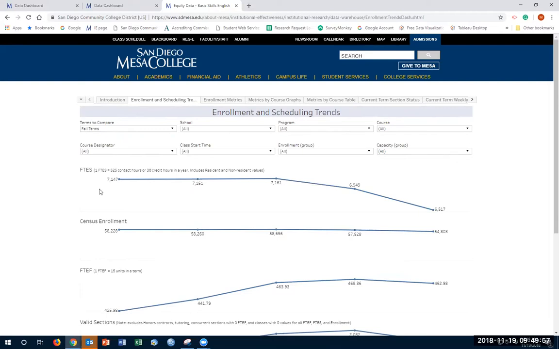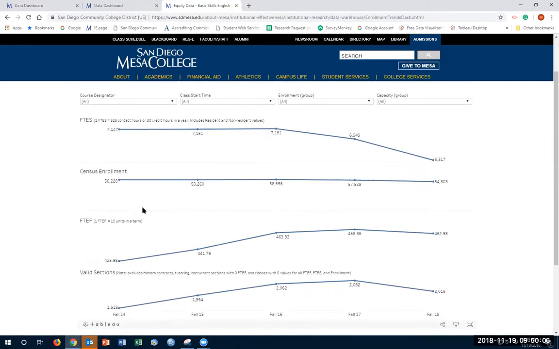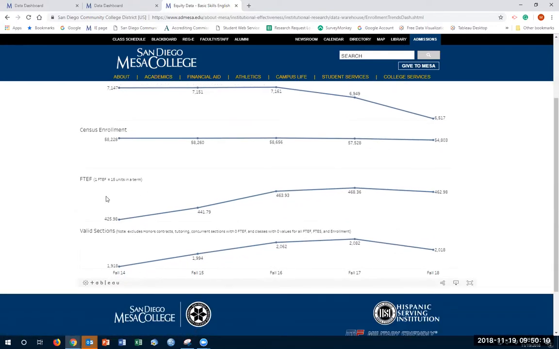So this first line here indicates the full-time equivalent student count from term to term. The next is enrollment based off of census. The next is full-time equivalent faculty that are assigned to the schedule. And the next is the number of valid sections that are being included in the data.